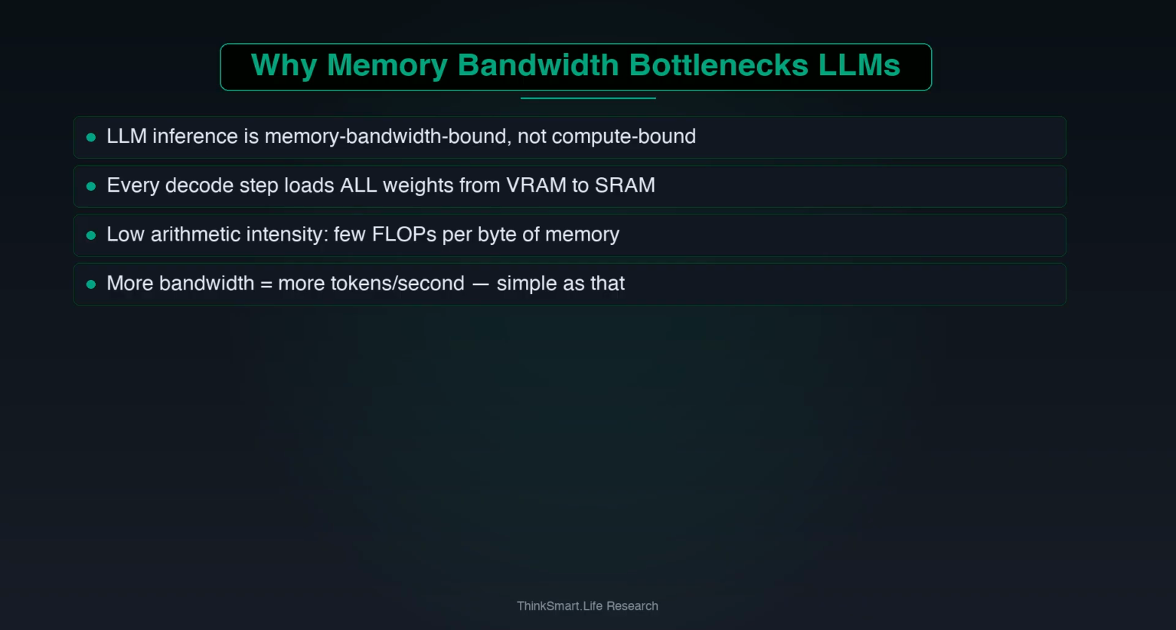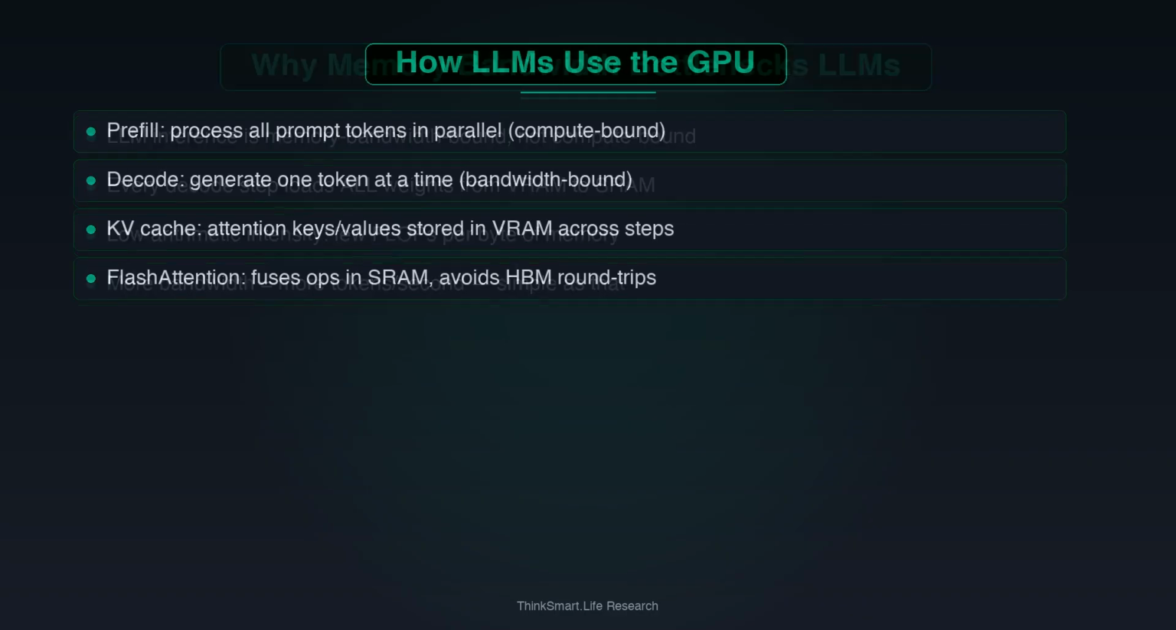LLM inference has two completely different phases. Prefill processes the entire input prompt at once, all 2048 tokens simultaneously. The GPU computes Q, K, and V projections for all tokens in parallel, then the full attention score matrix. This is compute-intensive, large matrix multiplies, high arithmetic intensity, tensor cores running at full utilization. Prefill is compute-bound. Decode generates tokens one at a time.